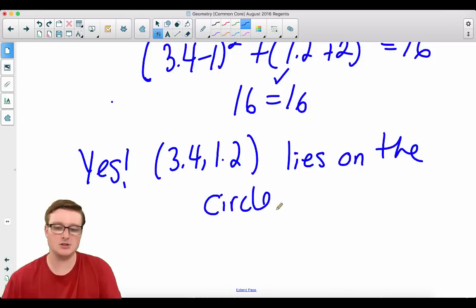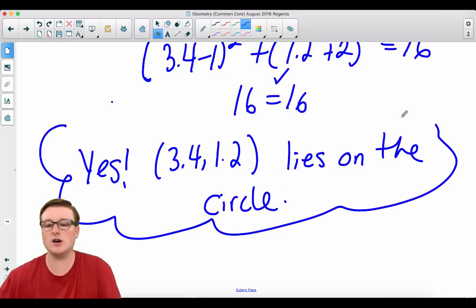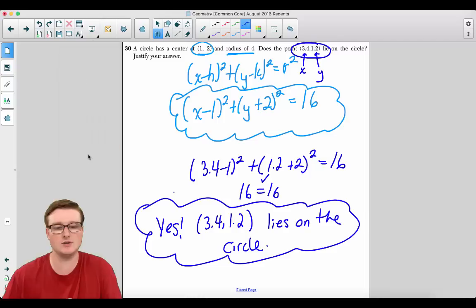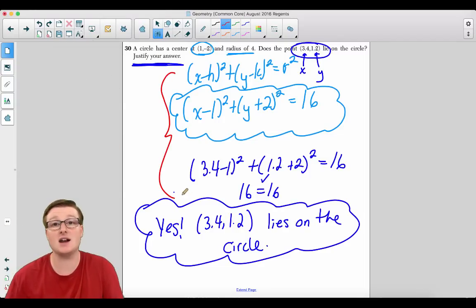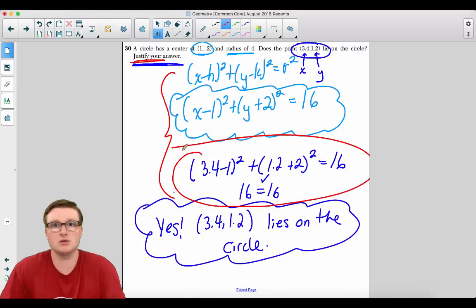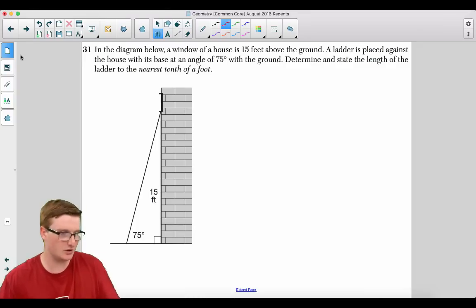Now, what many students ask me all the time is, well, Trevor, it says justify your answer. Don't you have to explain it? No. Justify means to show your mathematical reasoning or work. Explain means to use words. So the justification is this right here. So you're all done.